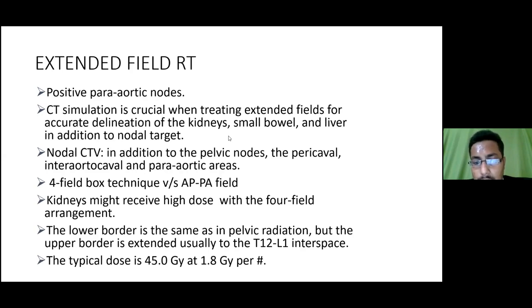Typically, the dose is 45.0 gray at 1.8 gray per fraction. Usually the bowel toxicity and genitourinary toxicities are more if we deliver 50 gray, so the dose has been slightly decreased to 45 gray.